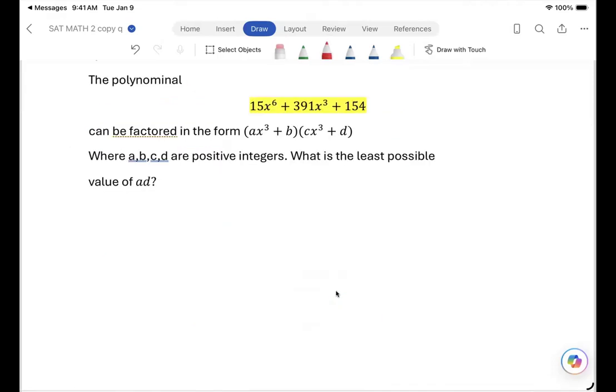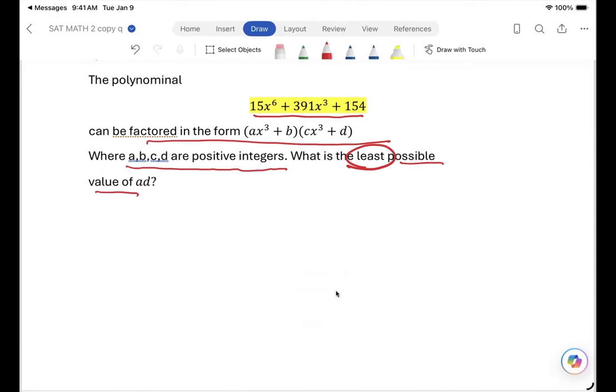Another question where you got to apply a little bit of algebra, right? They've given you this function. They said it can be factored in this form, right? And they said A, B, C, D are all positive integers. What is the least possible value of A and D?